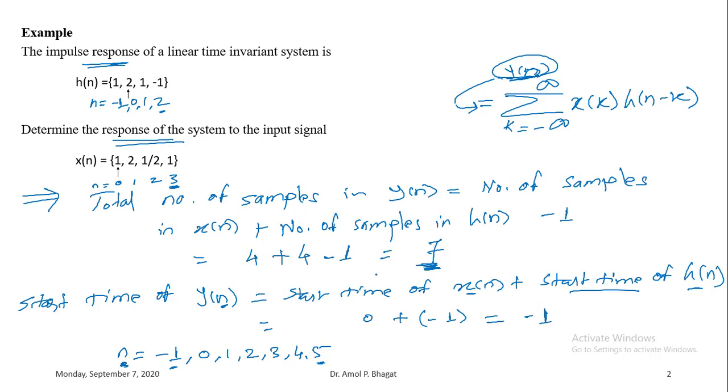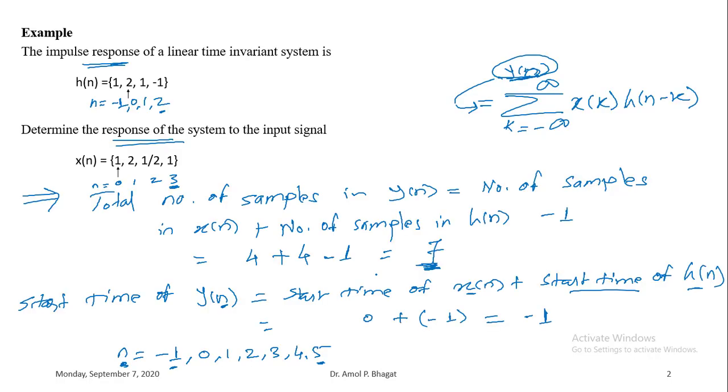So we'll try to solve this problem by using the tabular method as well as the matrix method. In the tabular method, you can draw one table where you will specify the values of k, which will vary within some limits. Then x of k you will write, then h of k, then h of minus k, that is the folded version of h of k.